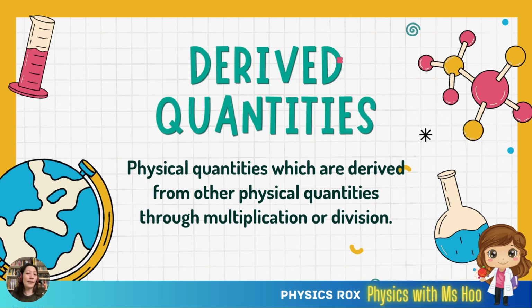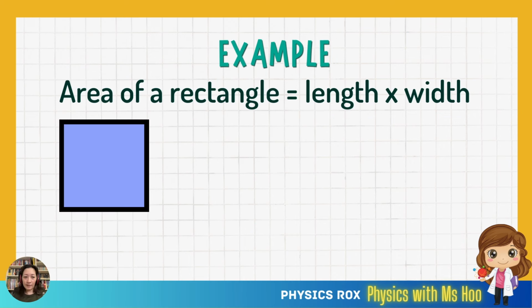Let's go through a few examples here to give you a better idea of what we mean in this case. So for example, if we look at area, now area is a physical quantity because it is measurable. If we were to take the area of a rectangle, we can actually calculate this value out by multiplying the length and the width of the rectangle, which gives us the area. So if you look at the mathematical process, the length times width will give us a new physical quantity, which is the area. That means the area is a derived quantity. Now, I'm sure you're also looking, okay, but it says length and width.